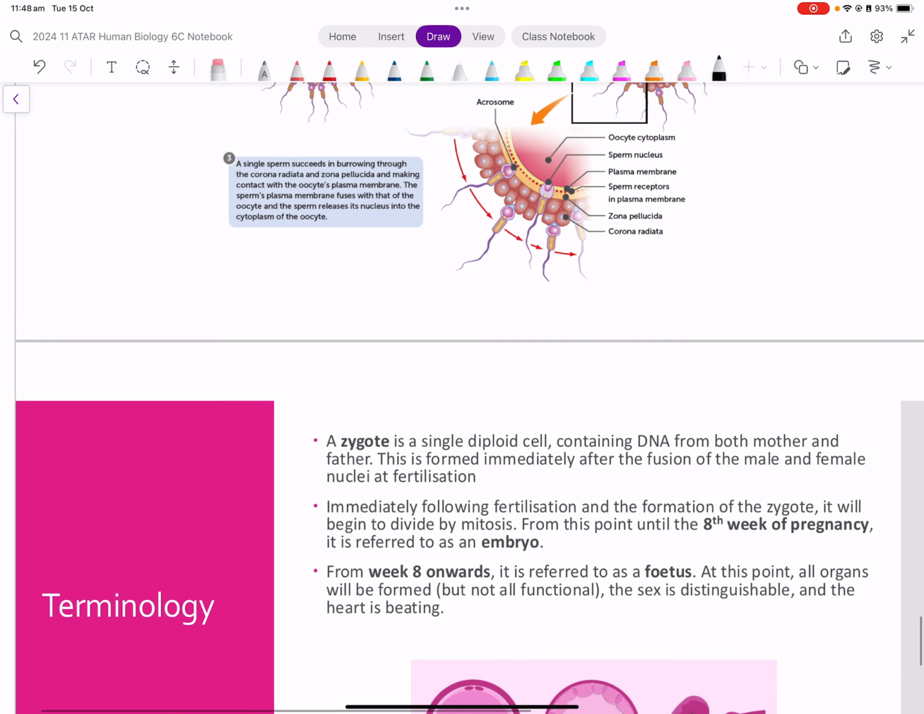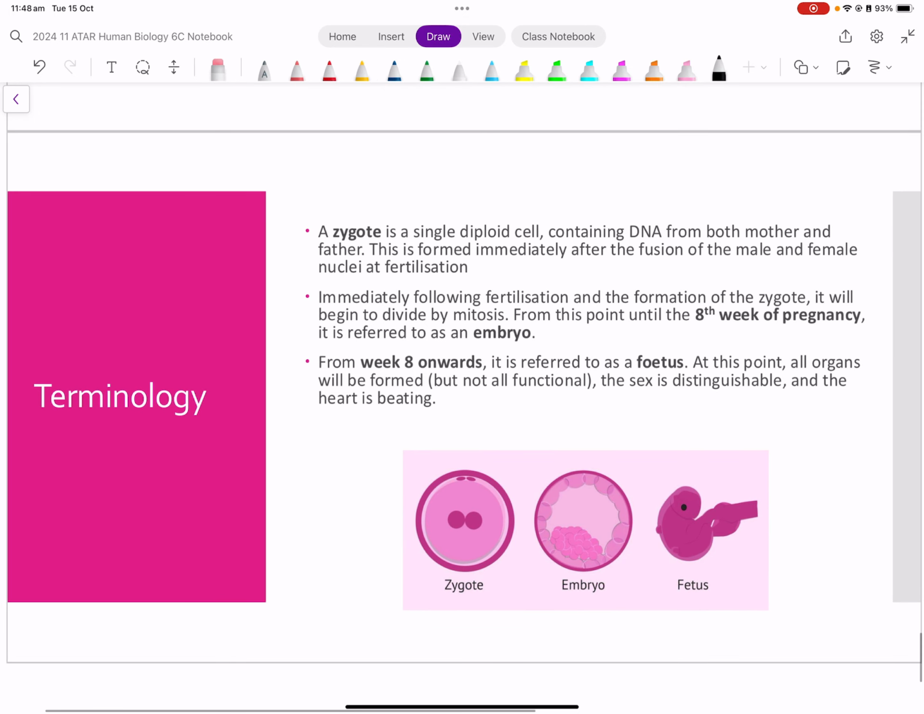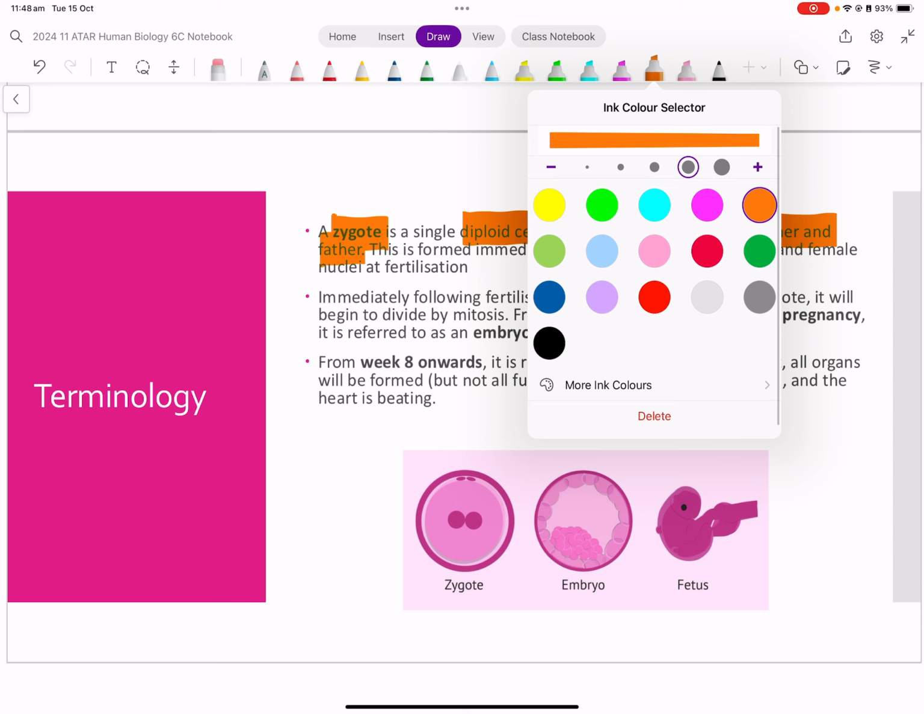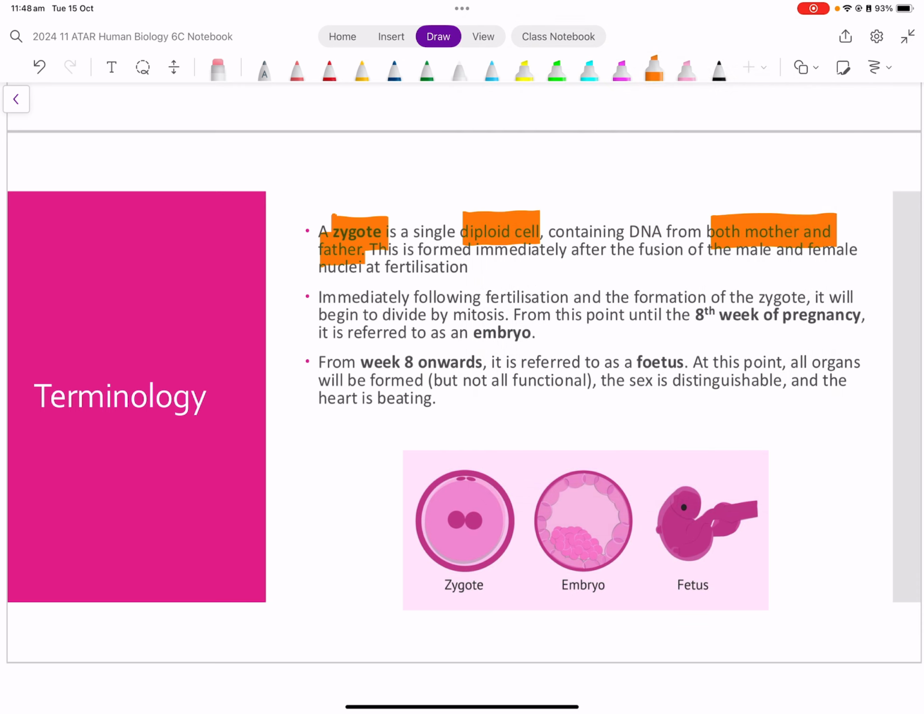Now, before we leave this lesson, we need to make sure that we understand 3 really important terms. That first term that we just spoke about then, I'll use the same colour, is zygote. And a zygote, very simply, is a single diploid cell. It contains DNA from both the mother and the father, and it forms immediately after that fusion of the male and female pronuclei. Okay, so immediately after fertilization. Let's just tidy this up a little bit here. So zygote, diploid cell, mother and father. So this here is our zygote, down the bottom in that image.